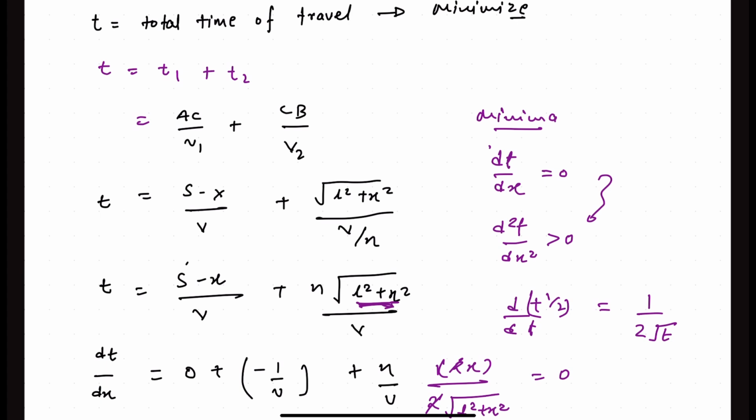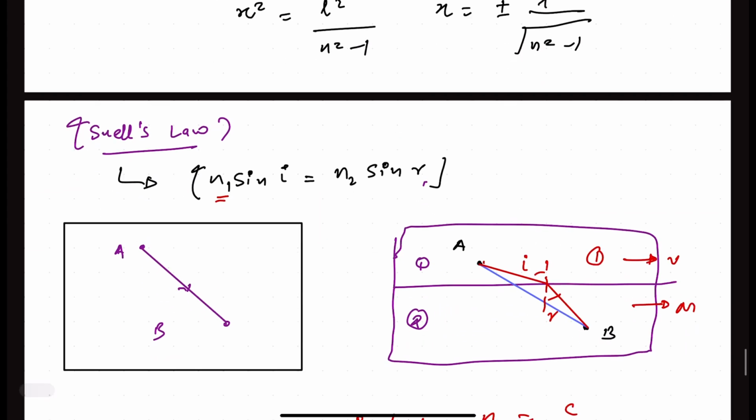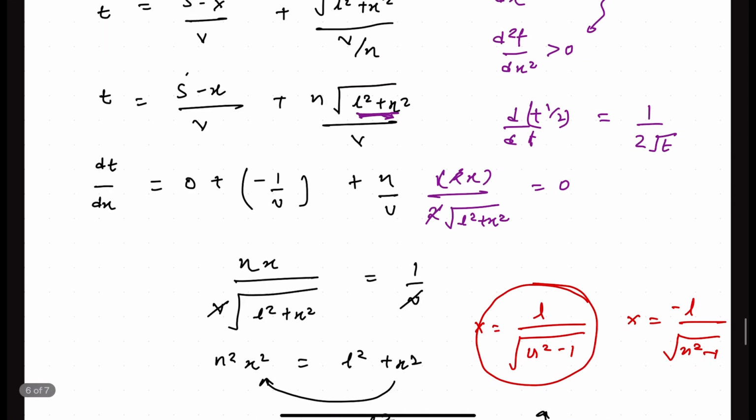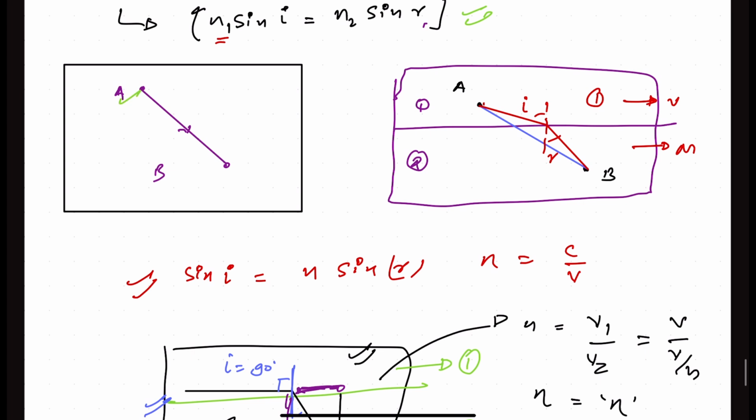Again I am telling you, this is not a random thing where I got the same answer and that's why I am applying it. No, I am applying it because the fact used by the light and the fact used by this car is the same. The car wants to move from point A to point B in the minimum time, and our light also wants to move from point A to point B in a different medium in the minimum time.